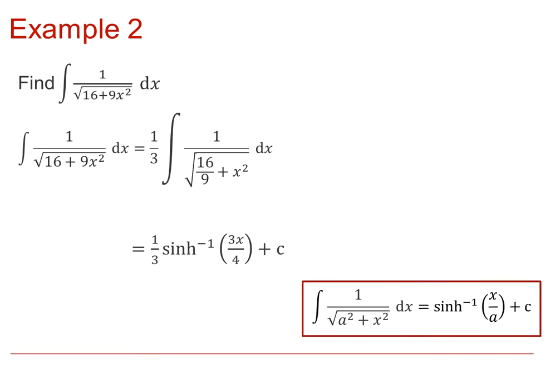So key things to remember are the fact that you must have it in this form in order to use the standard result, where you've only got a coefficient of 1 for the x squared. Don't forget the factor you've taken out. Don't forget the plus c, and do make sure that when you divide by a, you have the numerator and denominator correct.